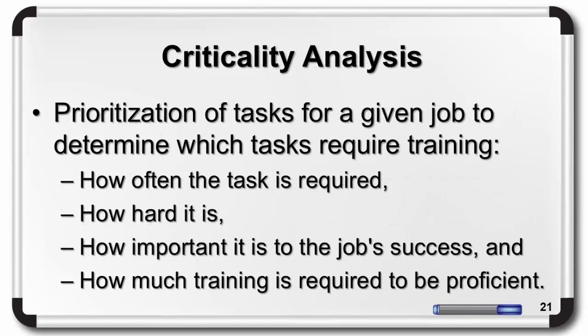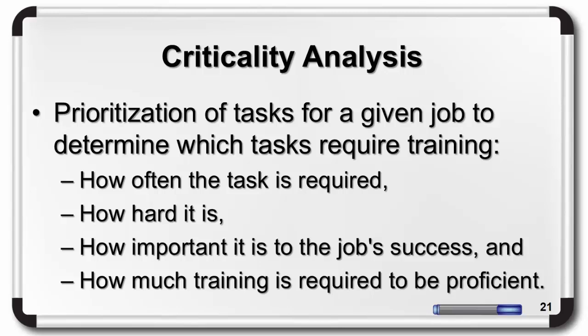Criticality analysis refers to the prioritization of tasks for a given job to determine which tasks require training. You can determine if a task is important for training by asking questions about how often the task is required, how hard it is, how important it is to the job's success, and how much training is required to be proficient at it. Once complete, the criticality analysis will give you a prioritized list of tasks that employees must know to gain mastery in a given job.